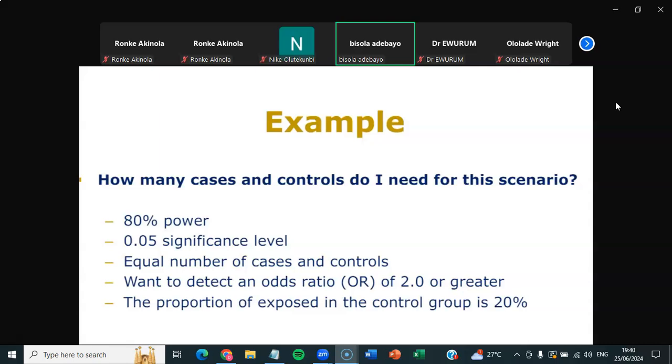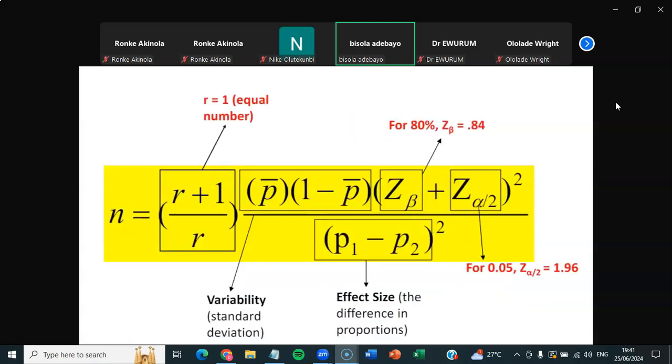So this is an example. How many cases and controls do I need for this scenario? I have 80% power, 0.05 significance level. The ratio of cases to controls is 1, and I want to detect an odds ratio of 2.2 or greater. The proportion of exposed in the control group is 20. So this is how this looks.